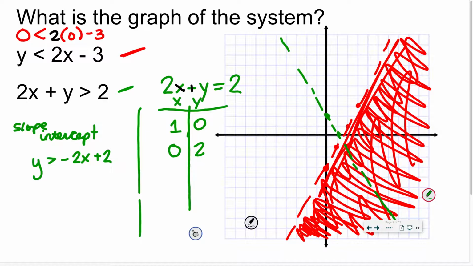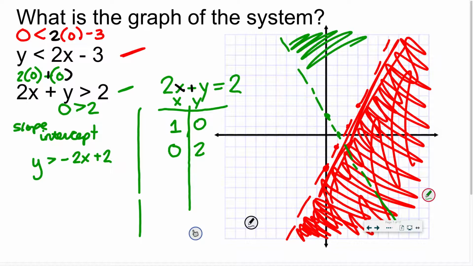The origin works. What's going to happen if I substitute in a 0 for x and a 0 for y? What's that entire side? 0. Is 0 greater than 2? No, so this is not in my solution set. So what do I shade? Yep, the other side.